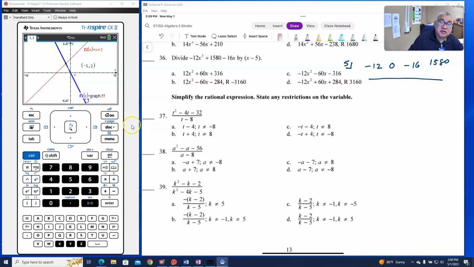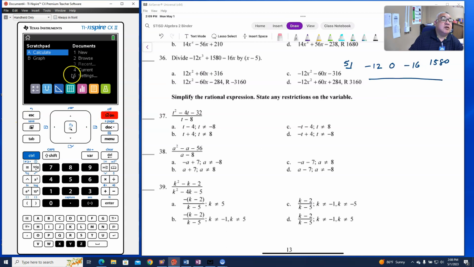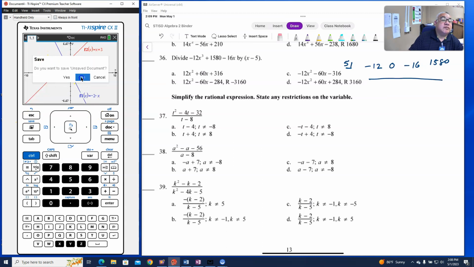So once again, this is -12x cubed, so it's -12. We don't have x squared, so that's 0. X is -16, and then we have 1,580. So I'm going to come over here, ready in case I need it. So you have -12. 5 times -12 is -60. 0 plus -60 is -60. 5 times -60 is -300.